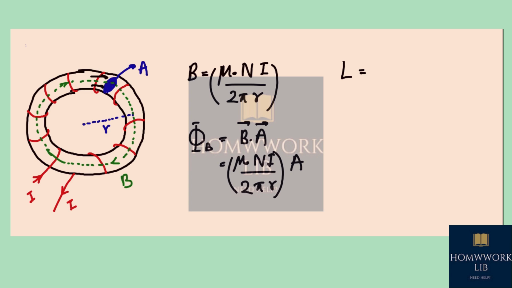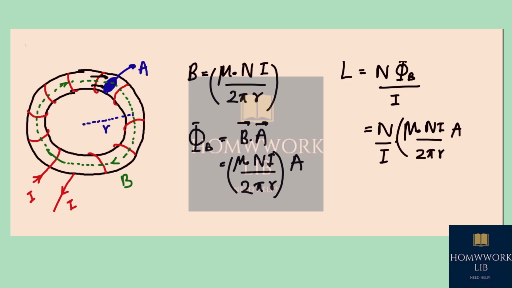Then we can come up with an equation for self-inductance. Self-inductance is given by L is equal to the number of turns times the magnetic flux divided by current. Now you did get an equation for the magnetic flux, and you might as well substitute it here, that is, N i divided by 2 pi r times A. And you can see I and I get cancelled off, and finally you are left with an equation of mu naught N squared A divided by 2 pi r.